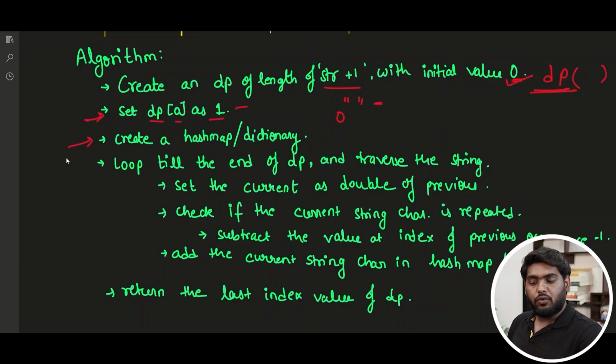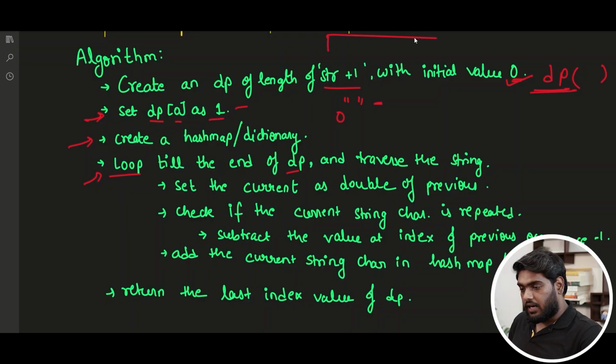Now what do we have to do? We have to create a hash map, or you can say dictionary. Why are we creating it? Because we need to keep track of what value has already occurred, and also at what index it has occurred. Next, we have to loop till the end of the DP.